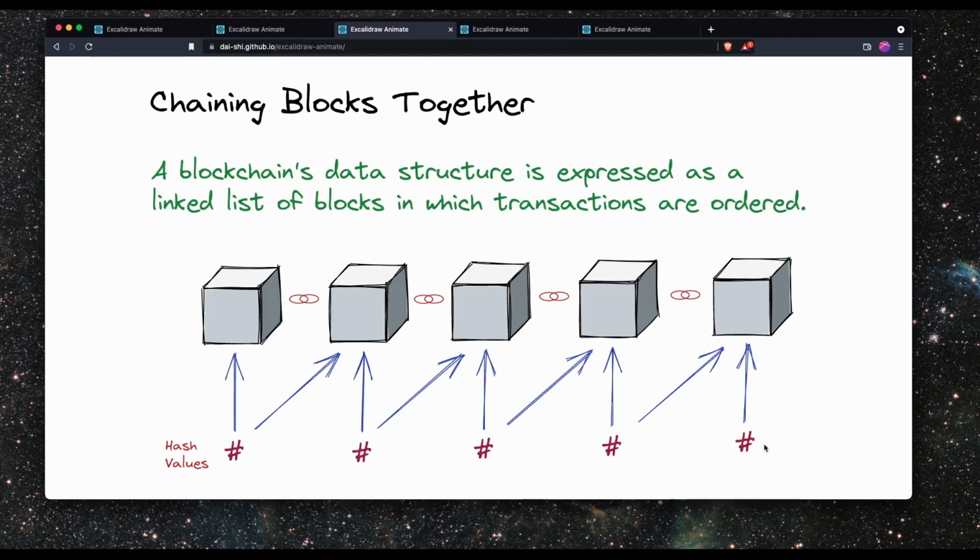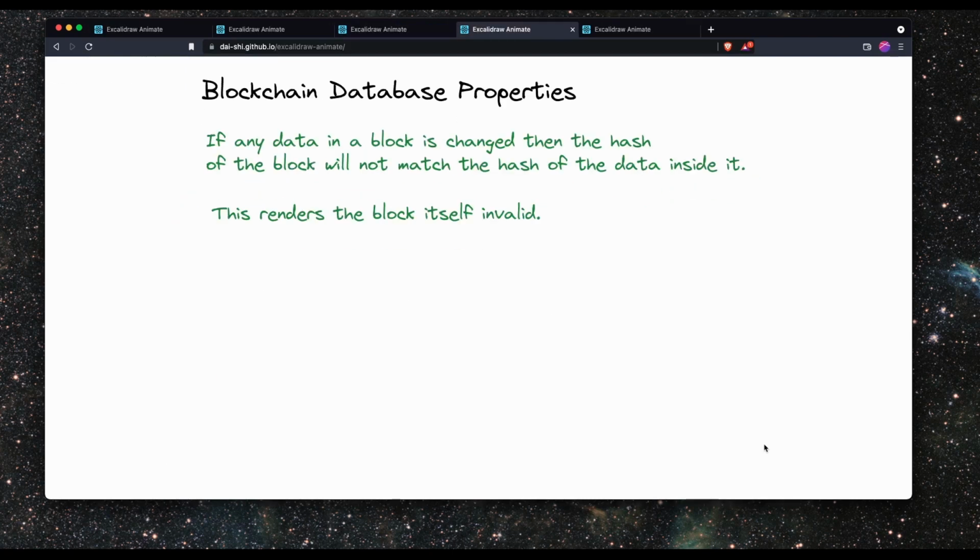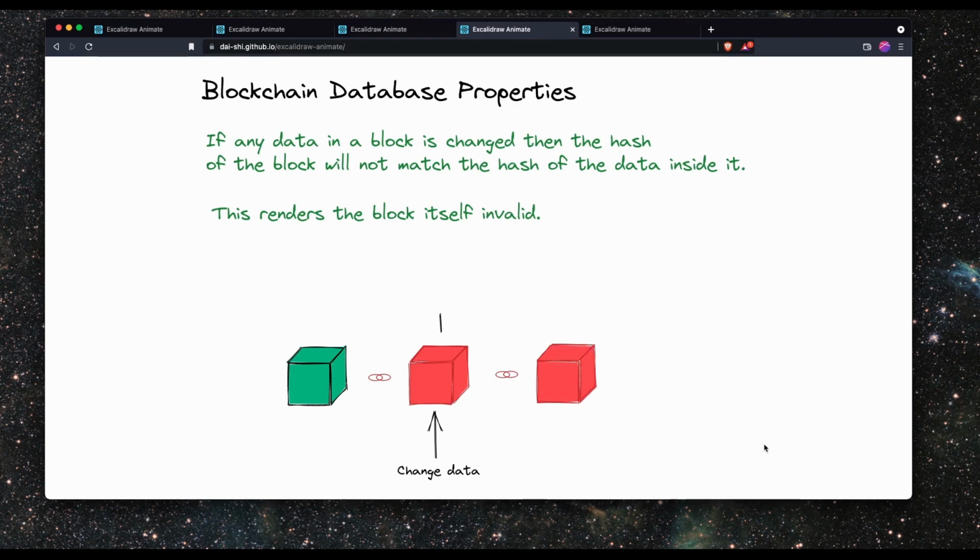Now, this structure, which is fairly simple at a high level, creates some very powerful properties of blockchain databases. One of the most important properties that it generates is immutability. This means that if you change data in any of the blocks in a blockchain, that block will immediately be invalid. This is because the data in the block no longer represents the hash that was generated when the block was mined. And so the data in this block is clearly invalid.